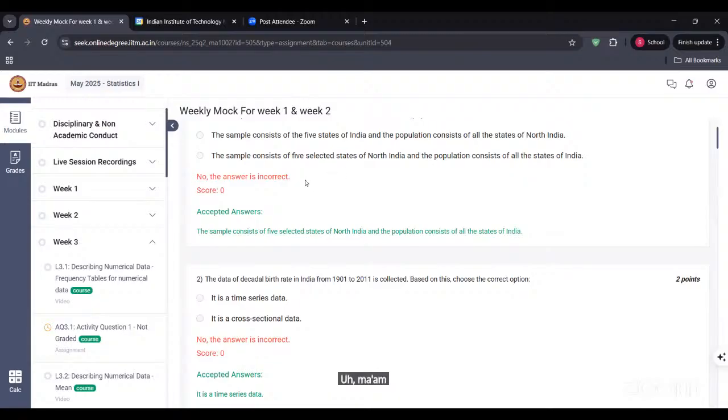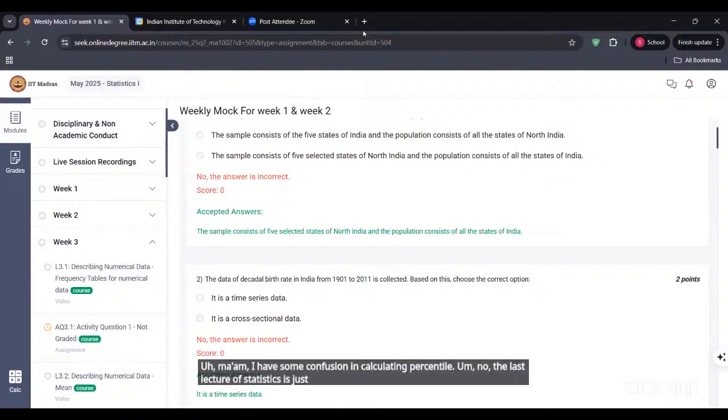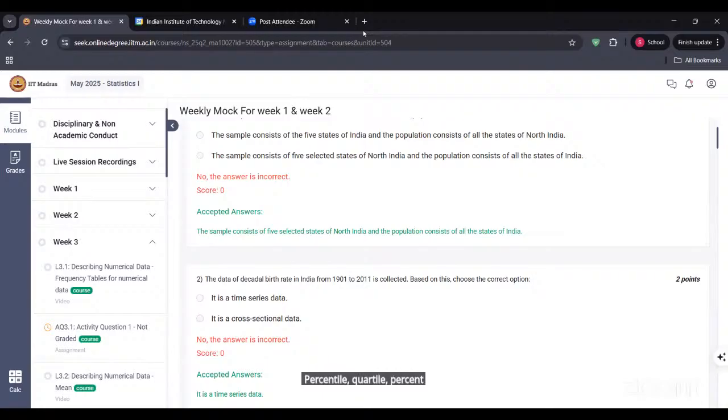Ma'am, I have some confusion in calculating percentile. The last lecture of statistics, I haven't understood it. Percentile, quartile, percentile, that last lecture, week 3.